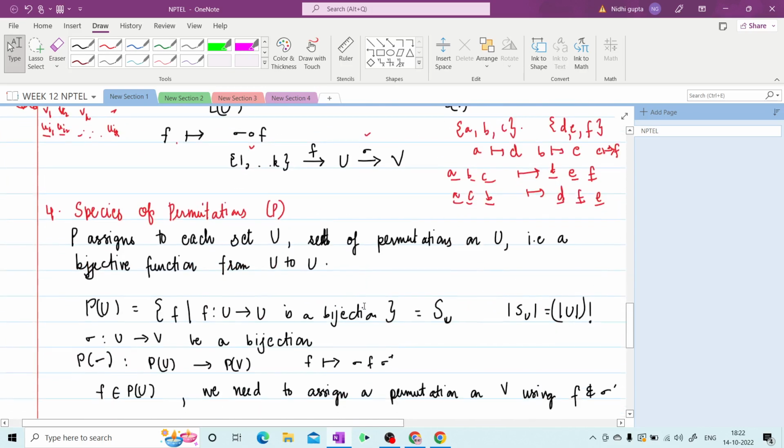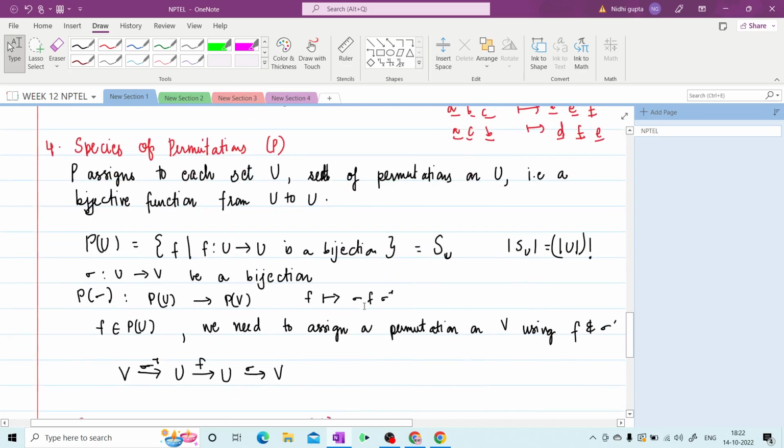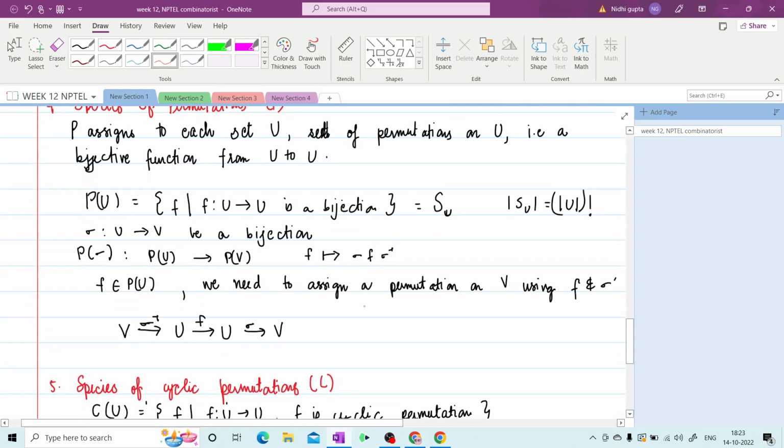Now the next example is the species of permutations. So what is the species of permutations? Each set U is assigned the set of permutations on U, and by definition a permutation is a one-one and onto function from U to U. That is a bijective function from U to U. So P(U) is the collection of all bijective functions from U to itself, and let's say we denote it by S_U. So now we have done this arrangement. Now we also have to assign a bijection to each bijection.